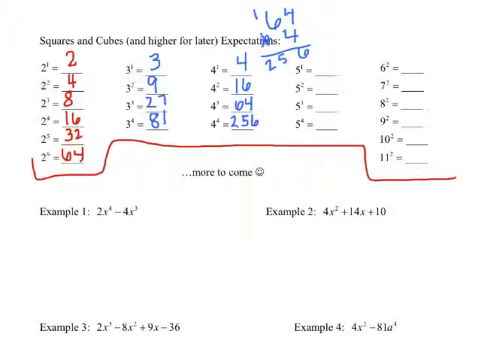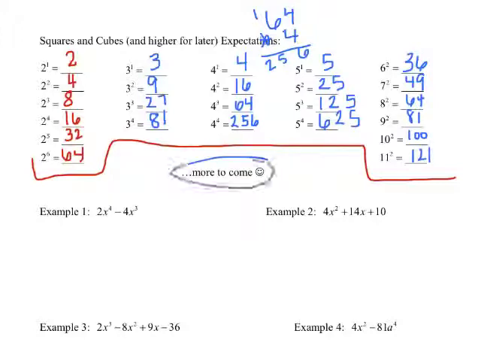Okay. Alright, 5 to the first power is 5. 5 squared is 25. Cubed is 125. Yes. And then to the fourth is 625. Okay, 6 squared is 36. 7 squared is 49. 8 squared is 64. 9 squared is 81. 10 squared is 100. 11 squared is 121. And we'll be adding to that list as time goes on.